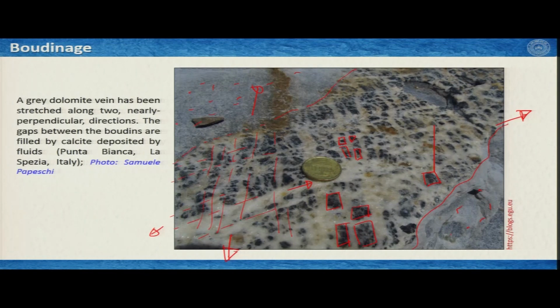We will see the mechanics of chocolate tablet boudinage in a different way later, but to give you an impression of how they look in the field, this is how it is. You can also search in your search engines on the internet, and you can find many more photographs.